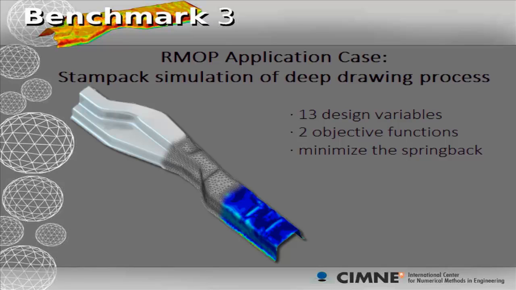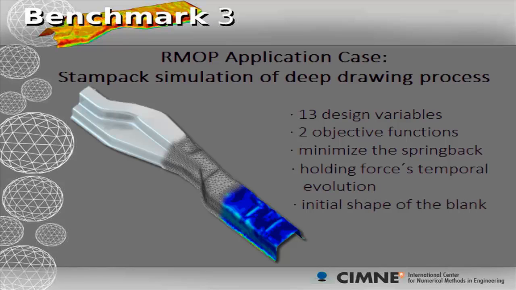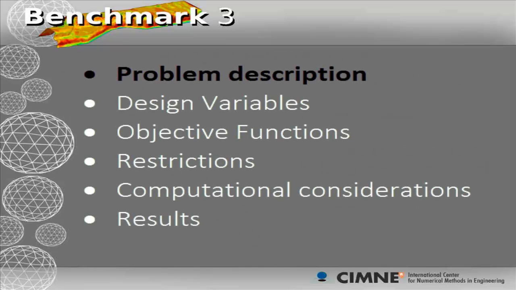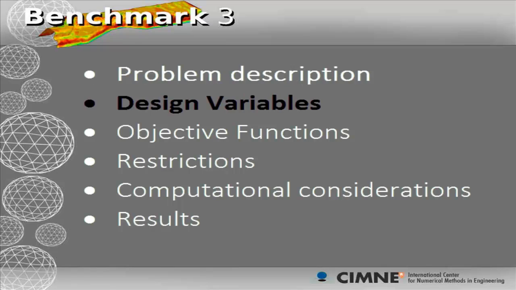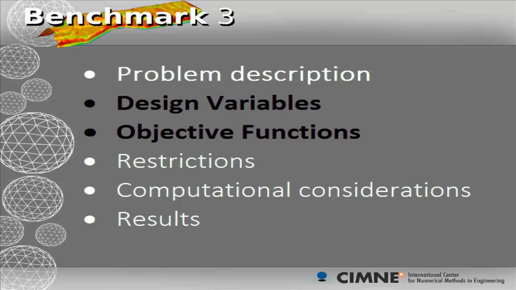Springback depends on several parameters. Among them, the holding force's temporal evolution and the initial shape of the blank are important. Simultaneously, the risk of breakage and the superficial quality of the final piece are to be studied. An operation of post-cut is included on the deformed piece to obtain the final piece, in which springback measurements are performed. Design variables and objective functions used are going to be shown.